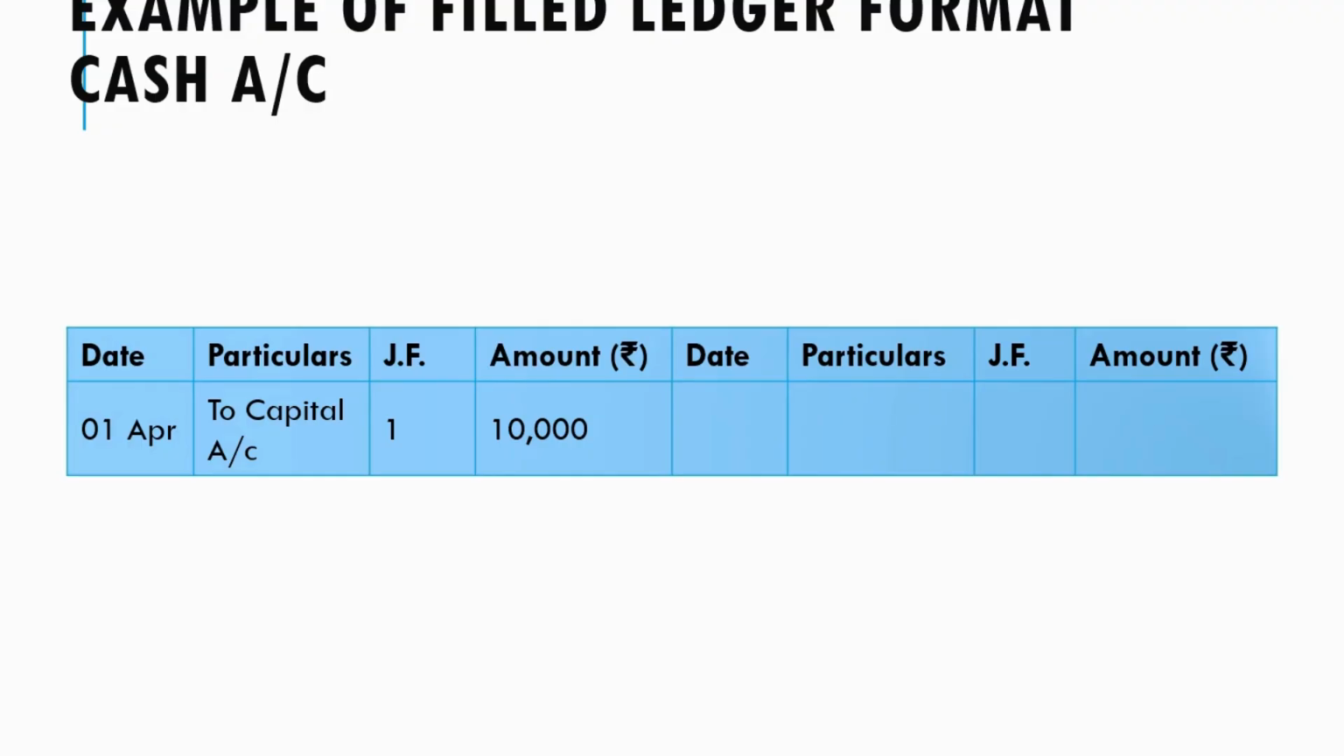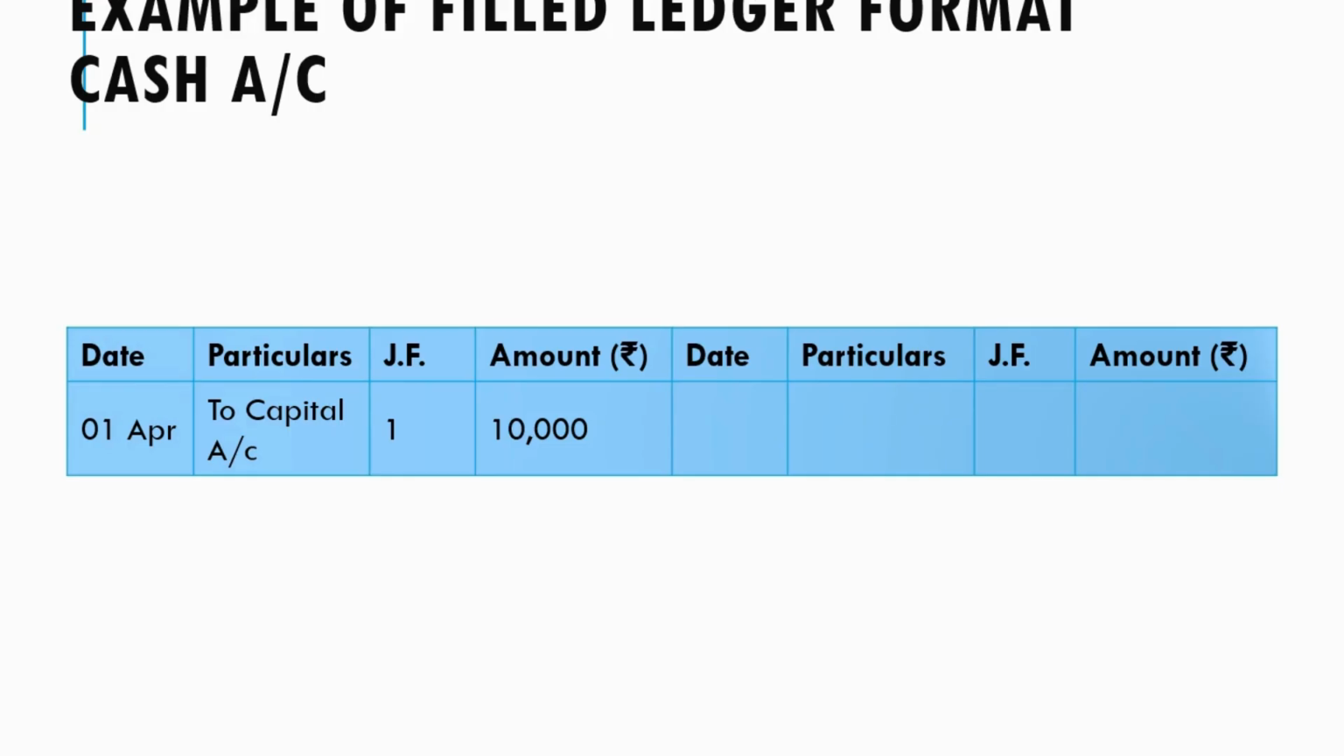As you can see on the screen, the date 1st April, to capital account, journal folio 1, amount 10,000. This is basically the capital introduced in the business. So this is how you are going to put that particular journal entry in the ledger account.